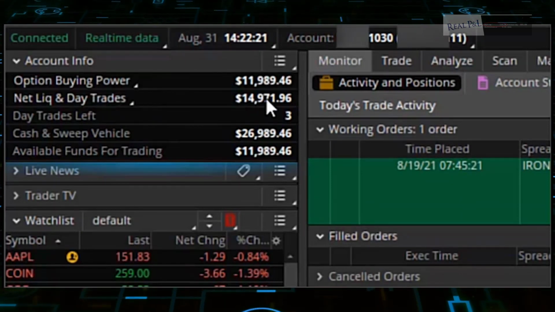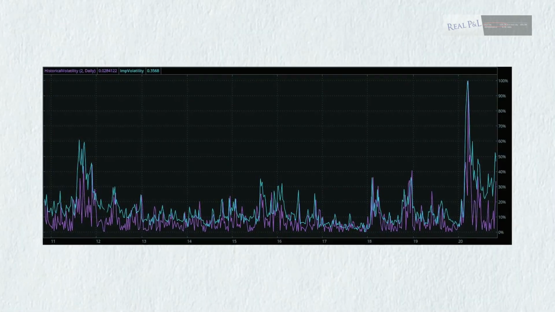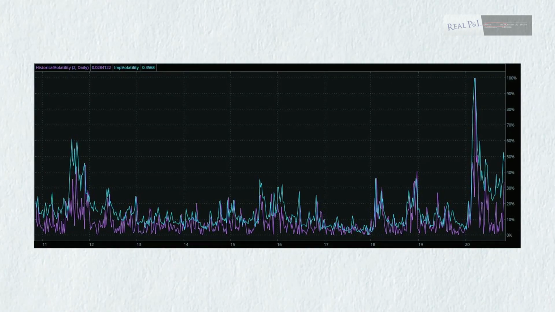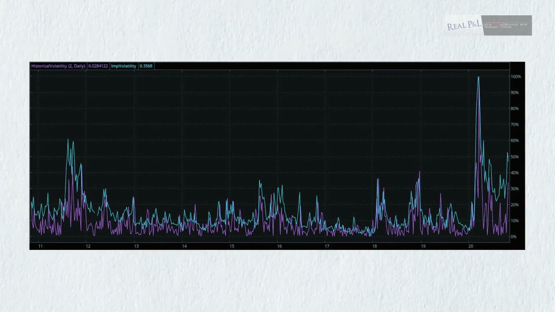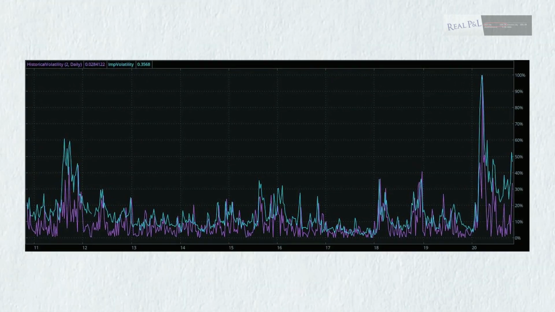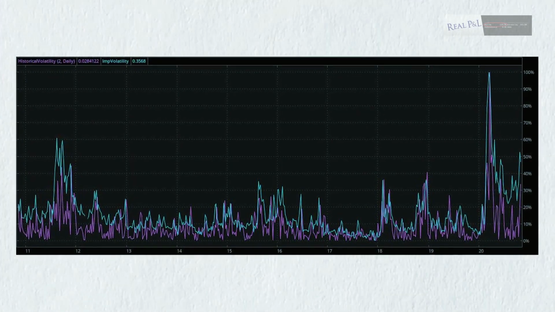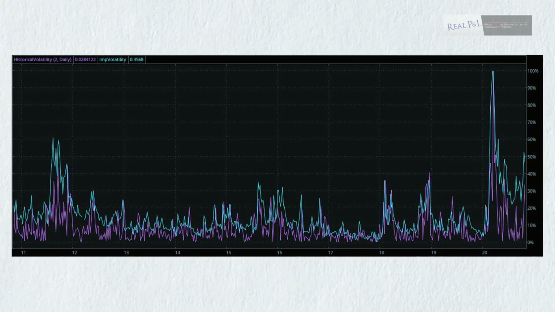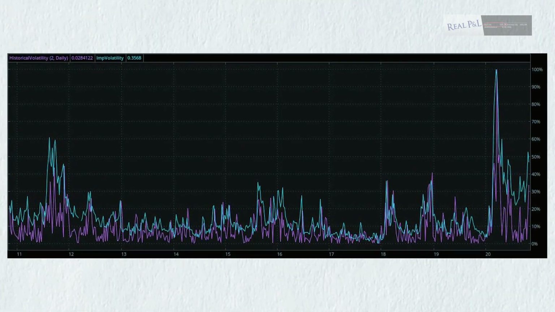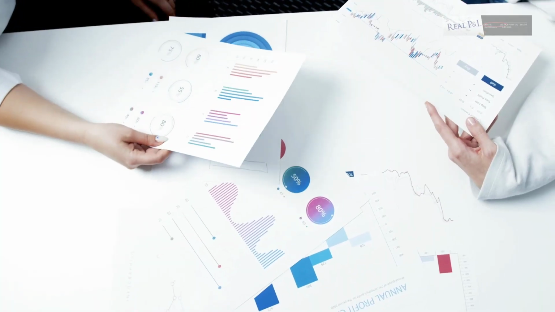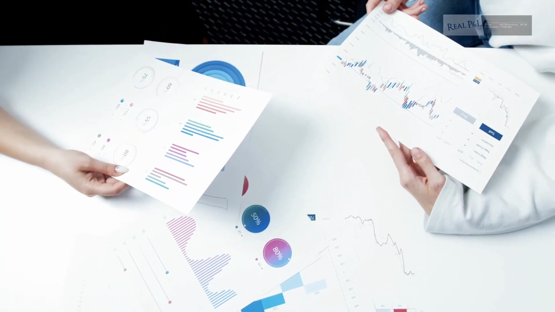Net liq $14,971. Now, as I've stated before, the edge to selling option premium is because implied volatility is higher than actual volatility about 83% of the time. The system is designed to make money in all market environments while mitigating drawdowns. In the last 16 months, while trading this system live, my highest drawdown has only been 2.27%.